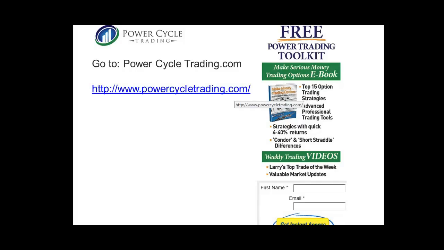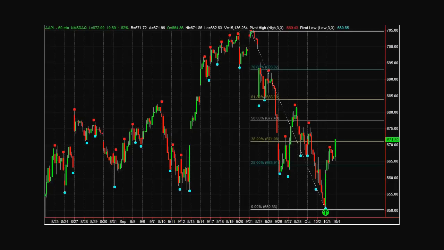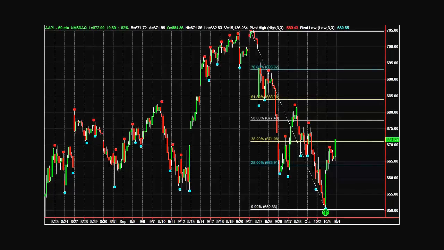So let's get started. At PowerCycle Trading, we use a trading model, which is a cycle timing model for all of our intraday day trading and swing trading and longer term trades. And we'll use multiple time frames to set up a trade. That way we can confirm it over a lot of different time frames. Usually we'll use 2 to 3 time frames for our day trades and swing trades. And the primary time frame on a swing trade is the 60-minute.